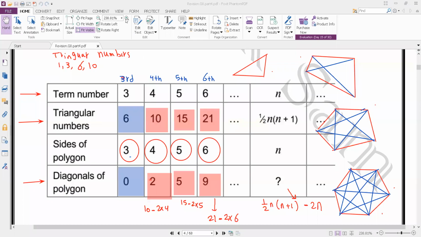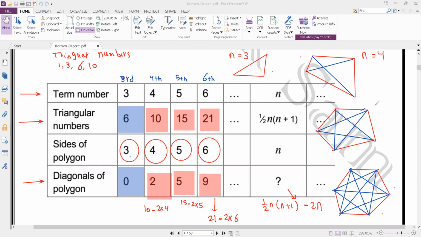I want to get a relation between the number of sides of a polygon n and the number of its diagonals. So here, the triangle has three sides, so we say that n equals 3. What is the number of diagonals in the triangle? Zero diagonals. What about this shape? This is a quadrilateral, and n, the number of sides of the quadrilateral, is 4 sides. What is the number of diagonals? The number of diagonals is 2, as you see here.